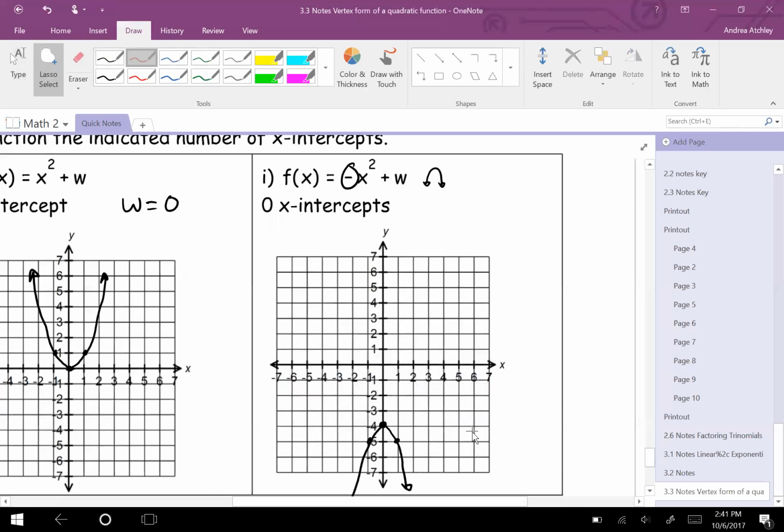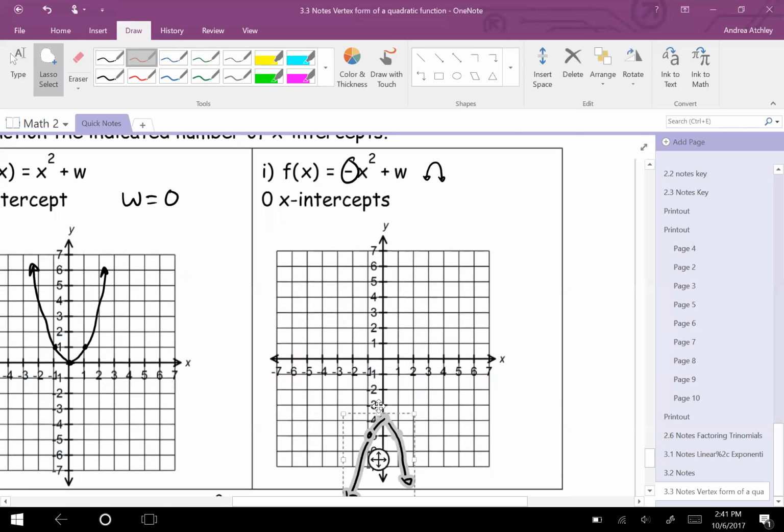Let me lasso it again. If I made it a positive, would I have 0 x-intercepts? If I had it 0, it would have 1 at 0, right? But if I moved it down, it won't have any. So W just needs to be, in this case, I think it was -4. But again, any negative number. Any questions over that? Okay, let's go to the last ones.